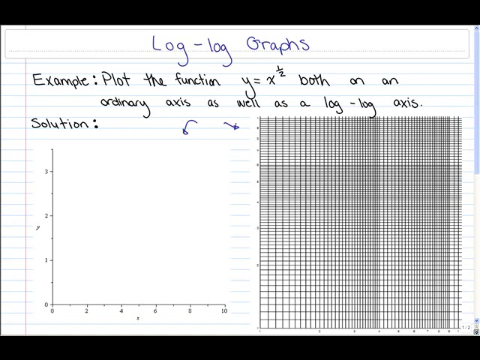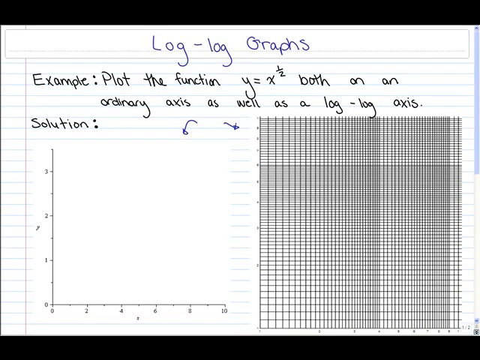Now in log-log graphs, both axes have a logarithmic scale. This means both the domain, which is the x values, as well as the range, which is the y values, must be positive, since you can't have the logarithm of a negative number. So here, I want you to pause the video now and try to plot the function y equals x to the 1/2, both on the ordinary axis as well as on the log-log axis.